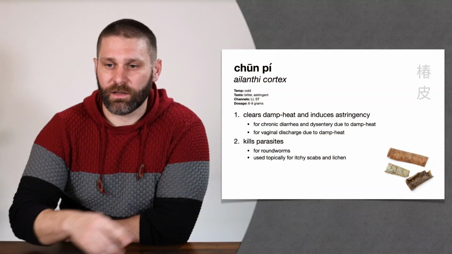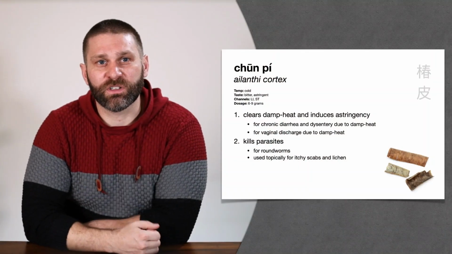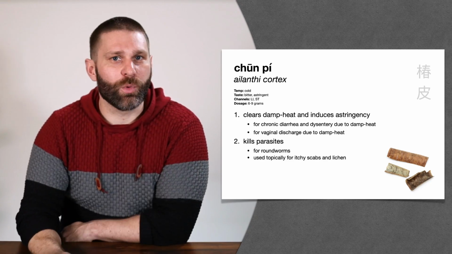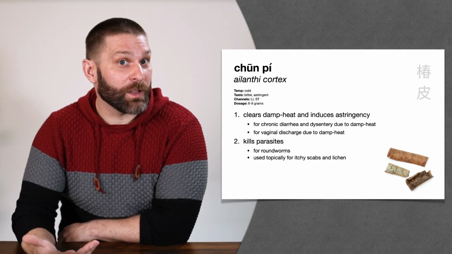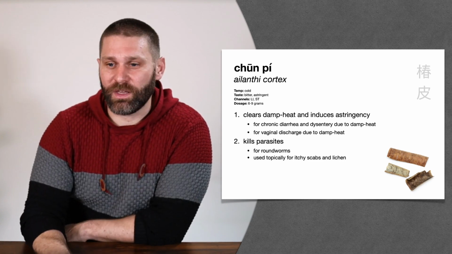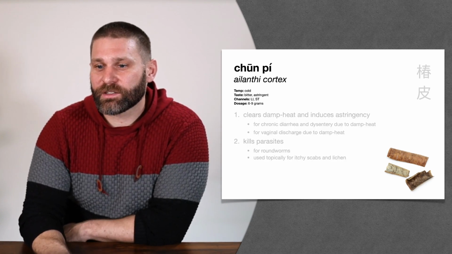So in Chinese pinyin, the E has an eh sound. So for tangerine peel, we say chen pi. The U has an oo sound, so we say chun pi. Technically, there's a missing vowel in here, and so instead of chun, you say chun. But if you want to learn more about that, just Google pinyin gotchas, and that'll tell you about this. Anyway, we want to say chun pi, ailanthus cortex.